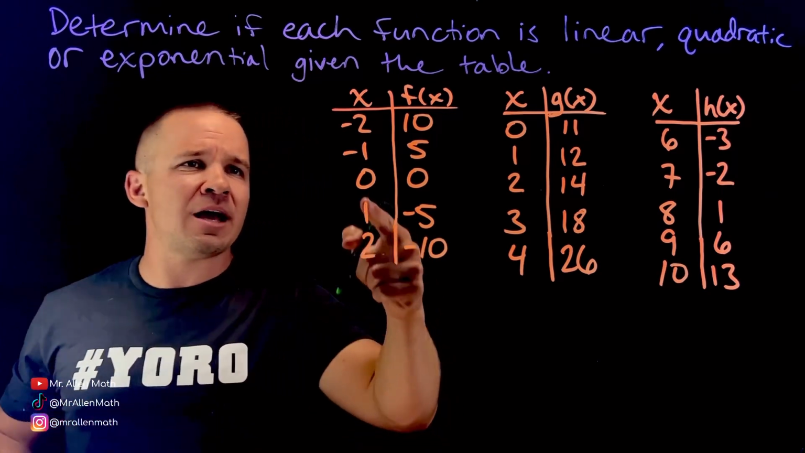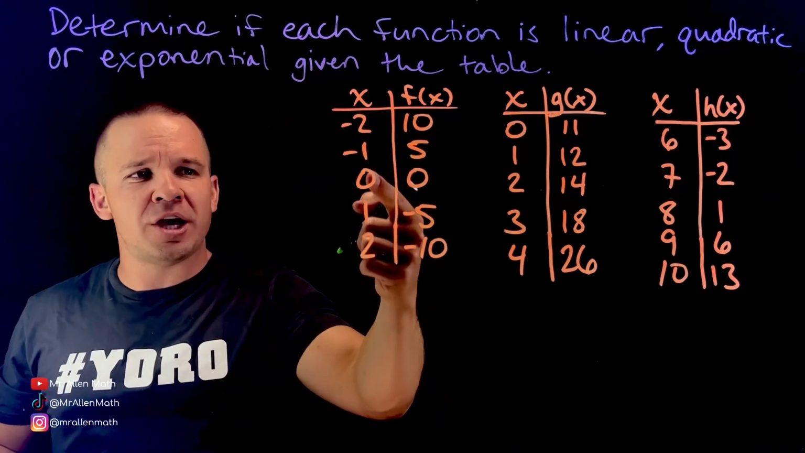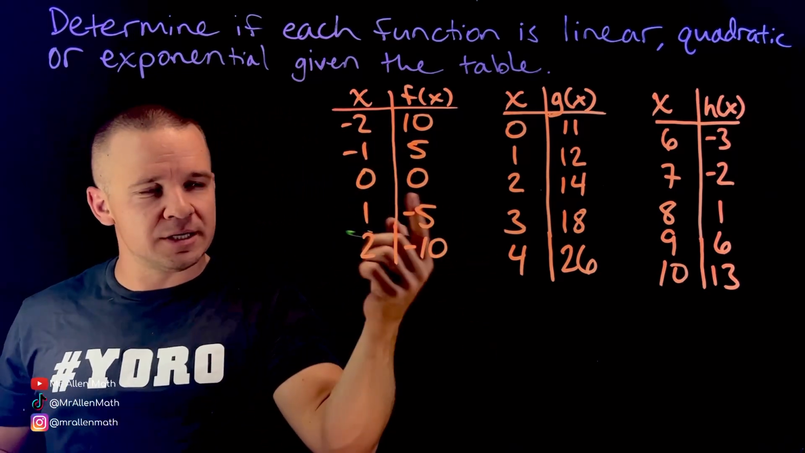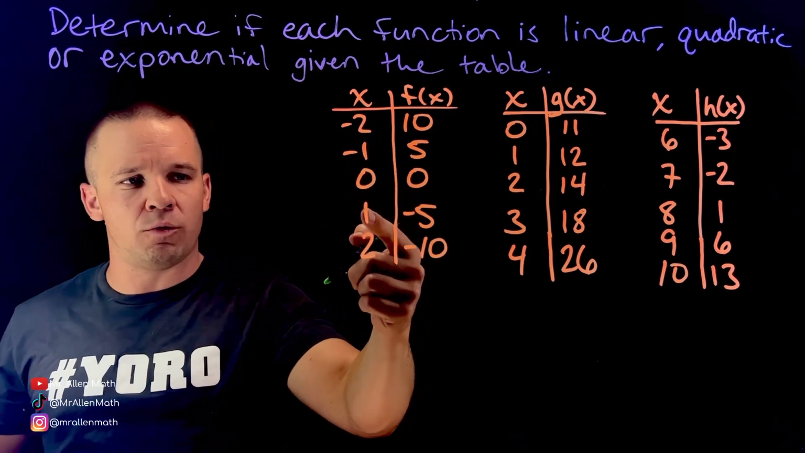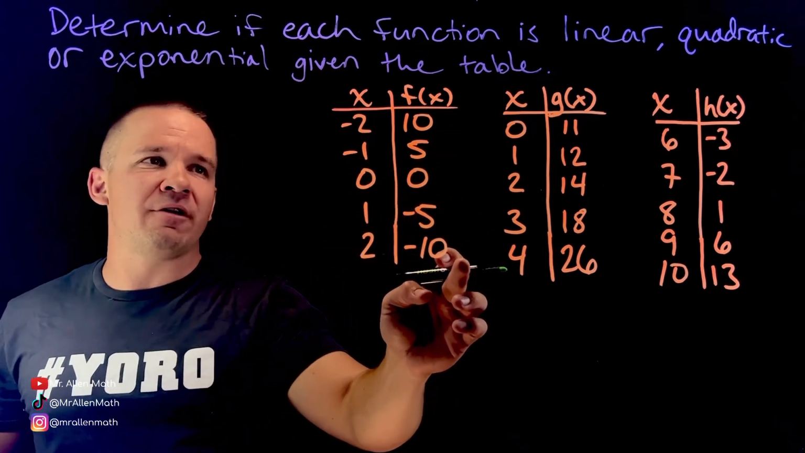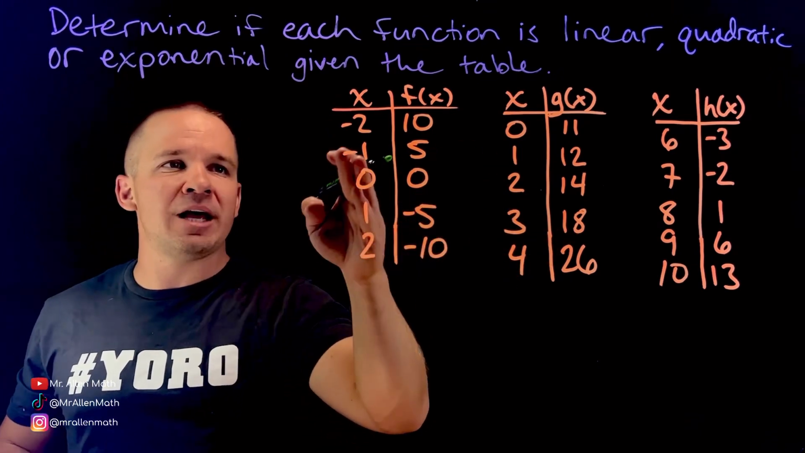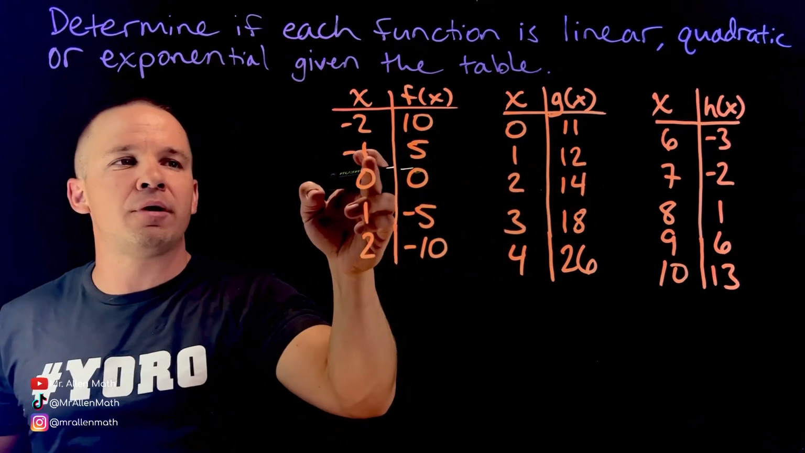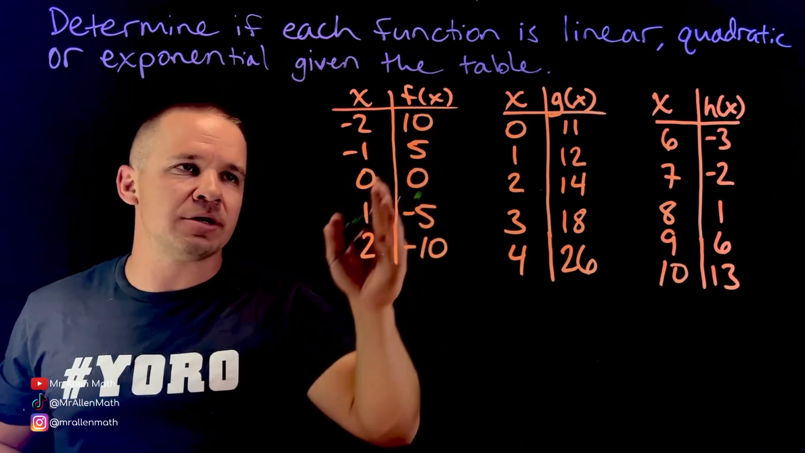If I look at all my inputs here, they're all changing by 1. So it's consistent there, from -2, -1, 0, 1, 2, all going up by 1. What I want to look at next are my y values, my outputs, my f of x. When I input -2, I get 10. When I input -1, I get 5, so on and so forth.